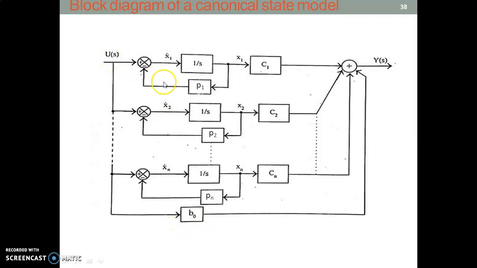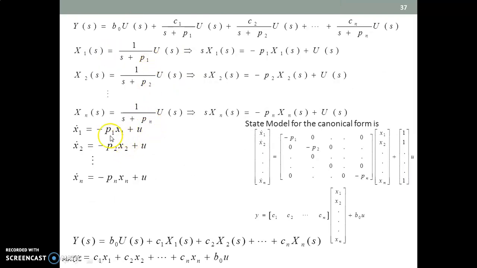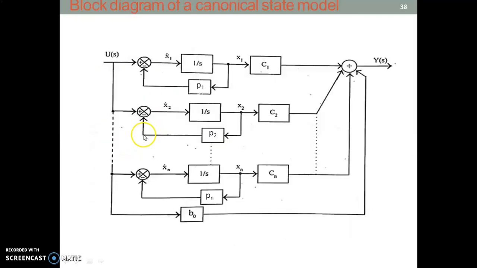That is our expression. What is x1 here? You will get here x1 dot, right? x1 dot equal to minus p1 x1 plus u. This is the expression. If you see here, it is the same thing only. So in this way, we have to represent the state model in block diagram.